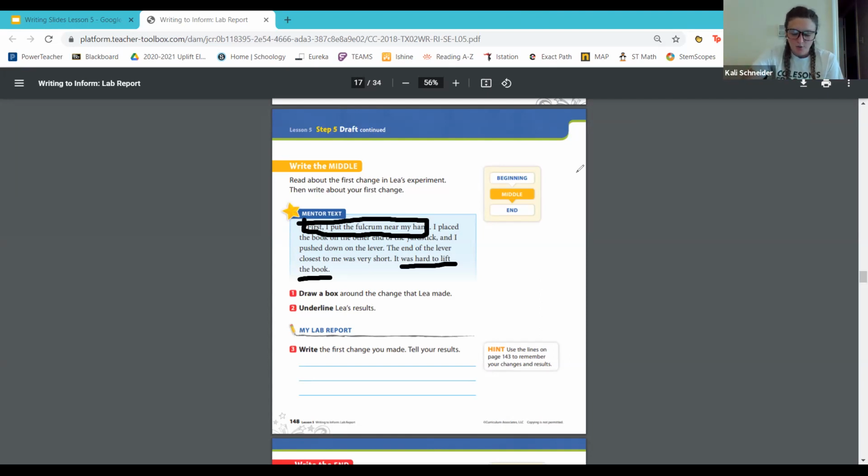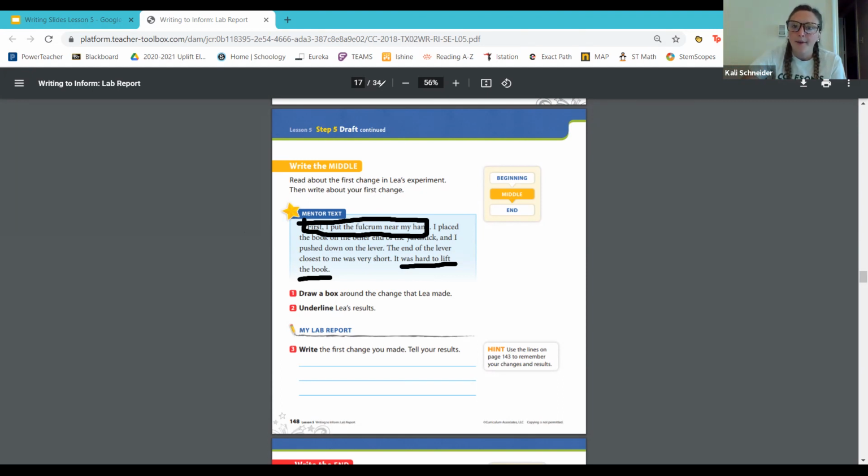Okay, so we can also use our lines on page 143 to remember your changes and results. Remember those if-then statements we wrote? So we wrote, if I do this, then this will happen when we did our experiment. So I remember from that page that the first thing we did was we added a handful of stones to the car. Okay, so that's the first thing.